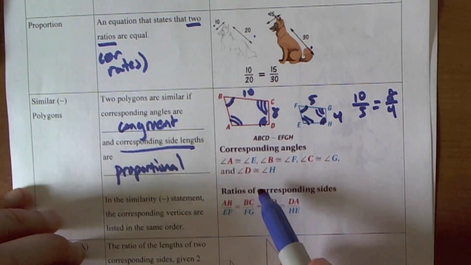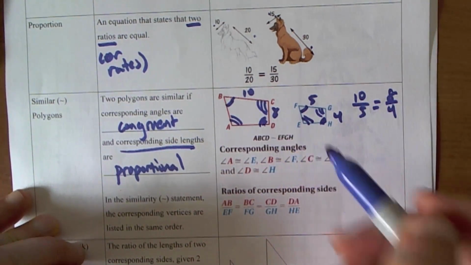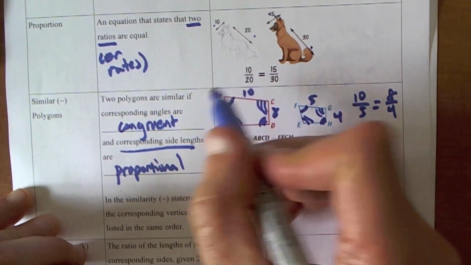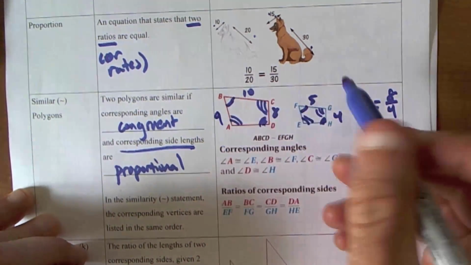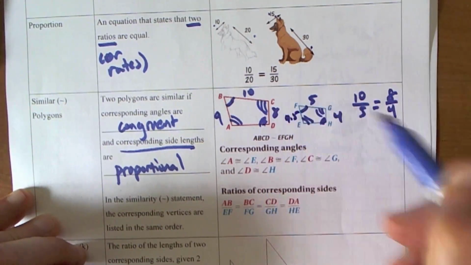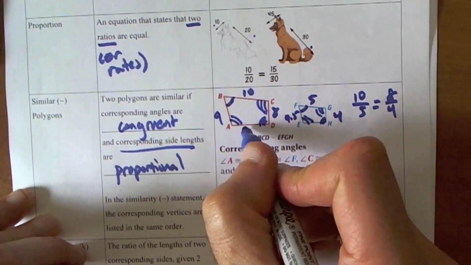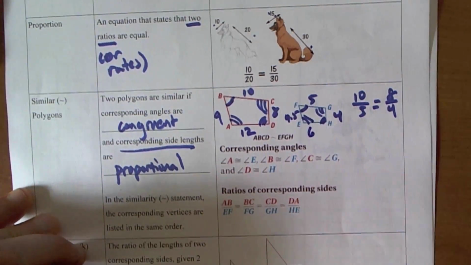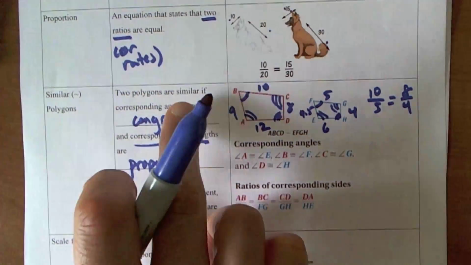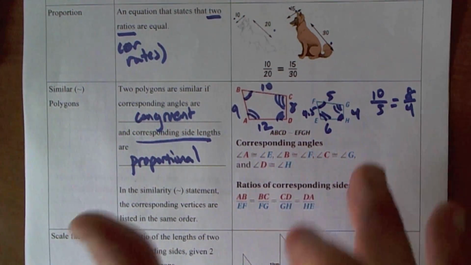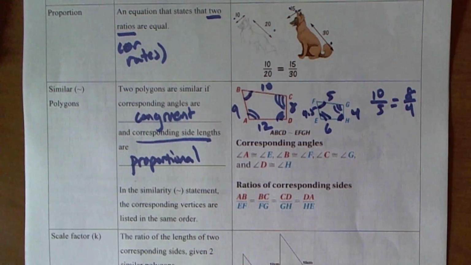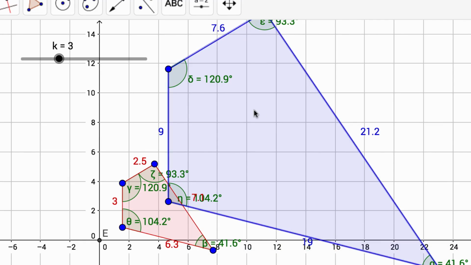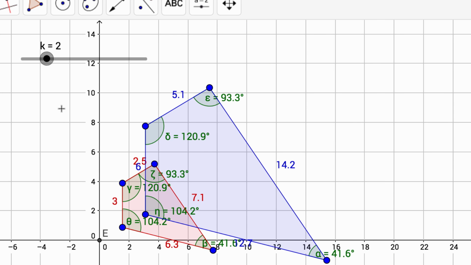This to this is the same as this to this, is the same as this to this. If this was, I don't know, 9, then this would have to be 4.5, 9 over 4.5. And if this was 12, this would have to be 6. I'm just making the numbers up. So angles congruent, sides proportional. We're actually going to focus more on this in the next lesson, but looking at dilations helped us to figure that out. Angles congruent and sides proportional.